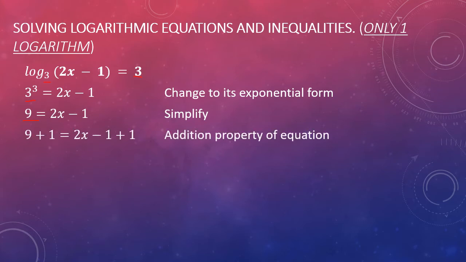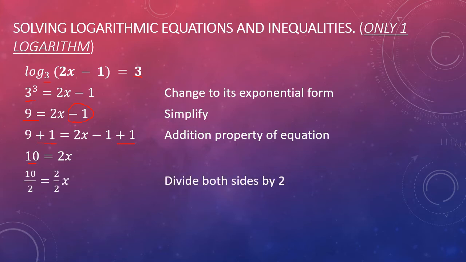Next step. So in order to eliminate negative 1 from the right side, we add positive 1 to both sides. Remember that this is an equation. So whatever you did to the right side, you will also do to the left side and vice versa. That is what we call the addition property of equation. So when we simplify this, we have 9 plus 1 equals 10. And 2x minus 1 plus 1 equals 2x.